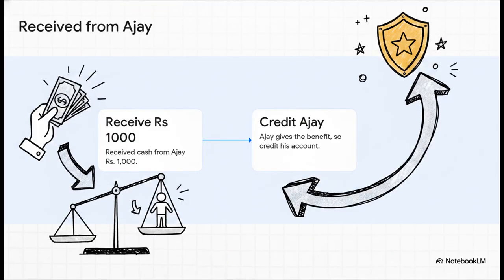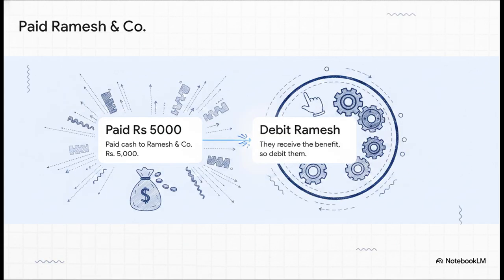Say we receive cash from a person named Ajay. Let's call it 1,000 rupees. In our ecosystem, Ajay is the one providing the value. Since Ajay gives our business 1,000 rupees, he's the giver, tipping the scale. So to accurately record where that value came from, we apply our golden rule: credit the giver. We must credit his personal account to restore the balance. Makes sense, right?